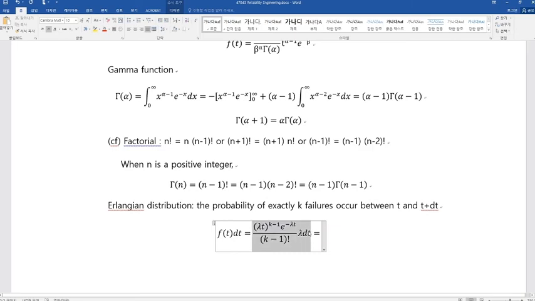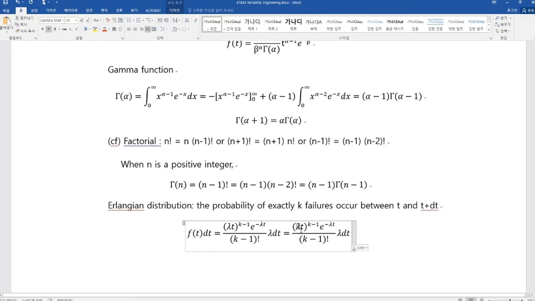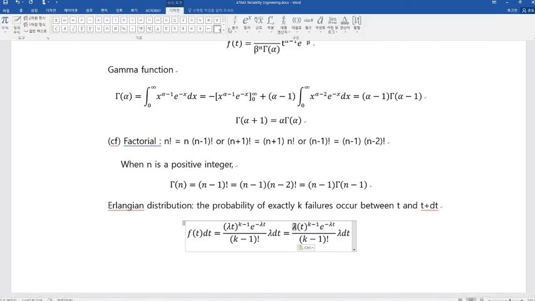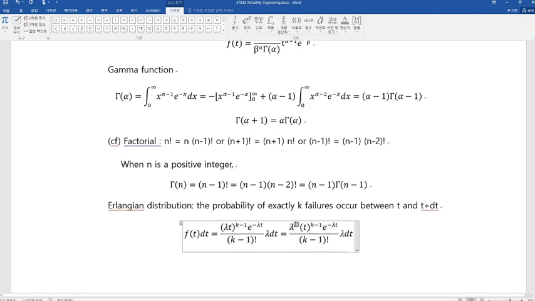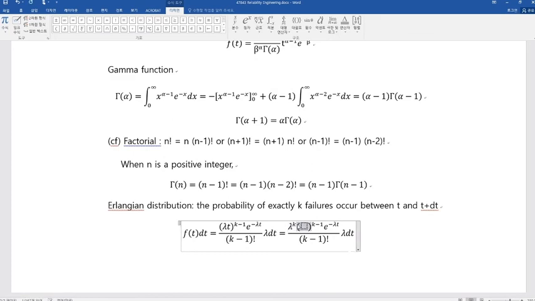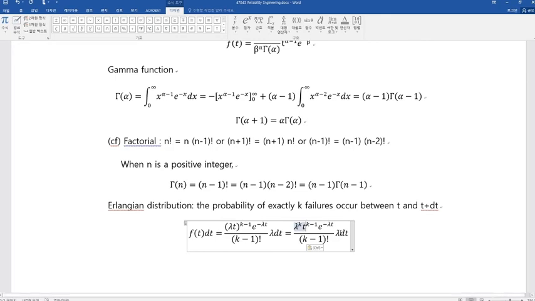So if we rewrite this equation, then there would be k minus 1 factorial. And how many lambdas do we have? We have k lambdas. So the number of lambdas would be k. And we have t to the power k minus 1. Lambda was already multiplied, and exponential minus lambda t. I'm going to move this exponential to here.